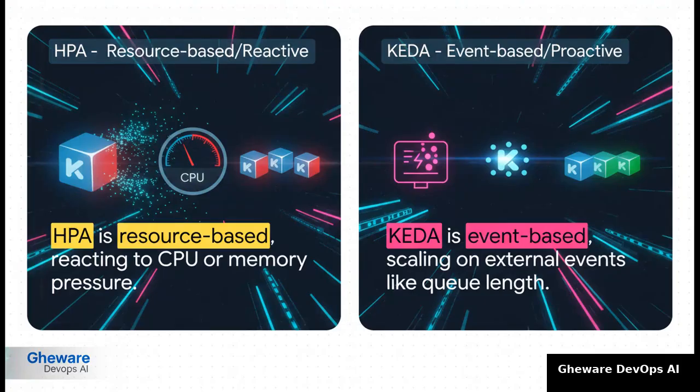To pull this off, we need a smarter trigger. See, HPA is resource-based. It's reactive. It waits for CPU or memory pressure to build up. But tools like KEDA are event-based. They're proactive. They don't wait for your pods to get overwhelmed. They scale based on the number of events sitting in a queue, waiting to be processed.